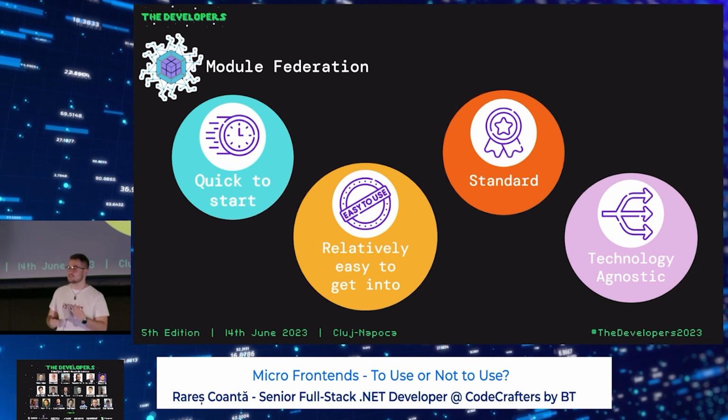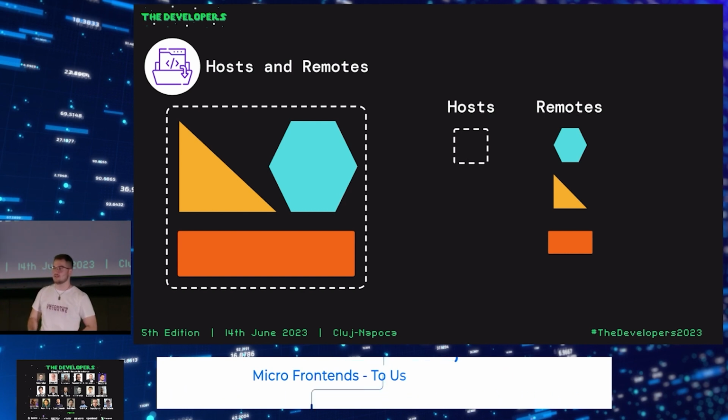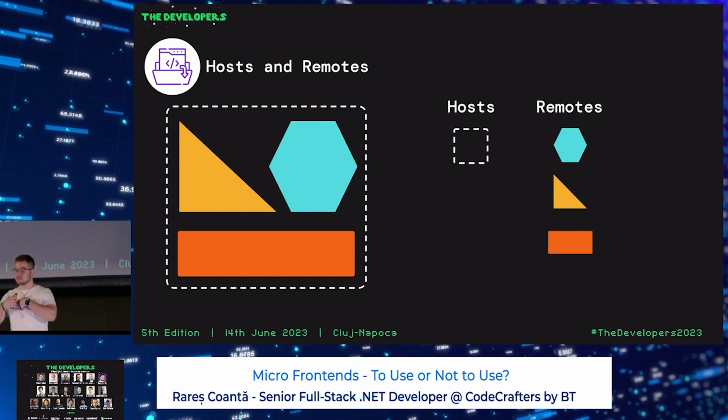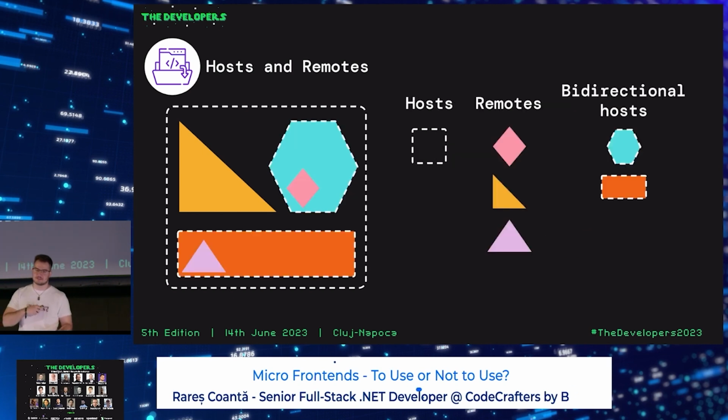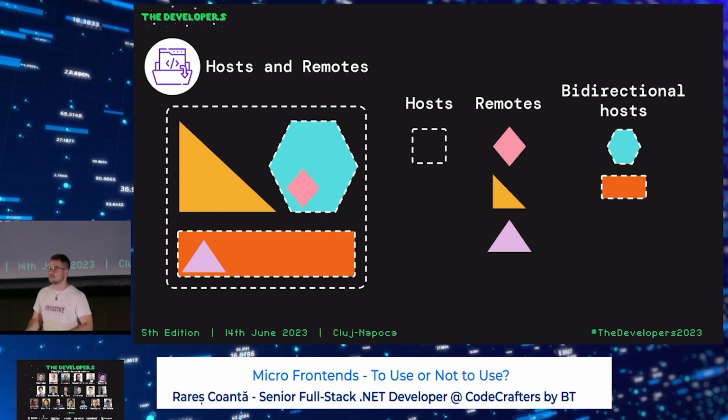And as I said, it's simple. It basically works on the host and remote principle. You have a host, which is a micro front end, that basically uses remotes. It consumes something that the remote exports. And a remote exports something or itself that is consumed by a host. Pretty simple. Until you realize there's a third thing, bidirectional hosts, which are basically both the host and a remote.